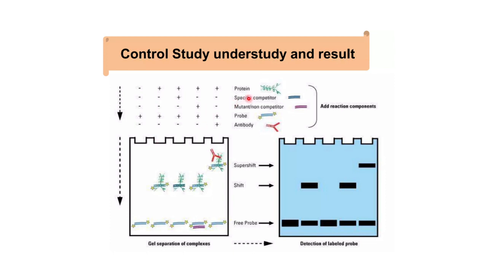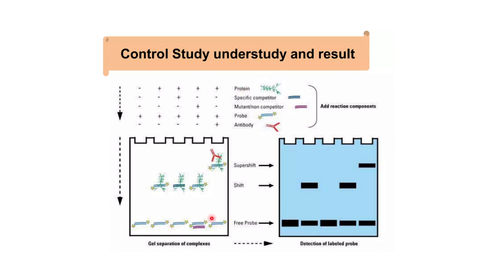In the next step you add a specific competitor. There you see that the protein is not binding with this DNA, but it's binding with a different kind of DNA, the competitor. In all these cases the probe is present over here. In the next one you do not have the specific competitor, but you have the mutant. It's a non-competitor, so it won't be binding, and you may not be able to see it because it's not labeled, and you see the band that you observed for the protein and the probe.